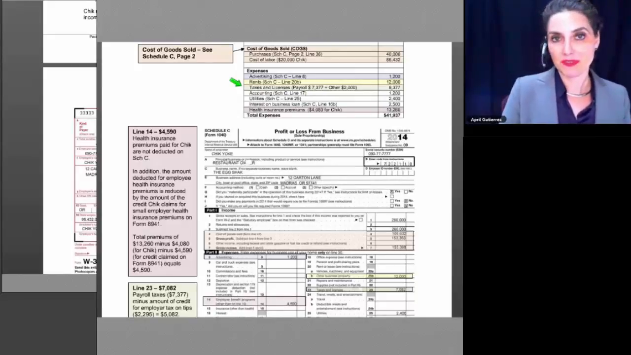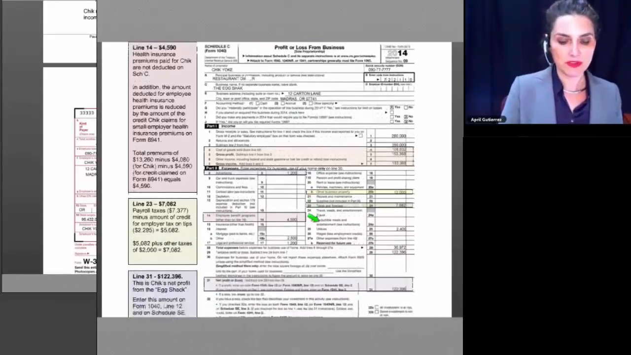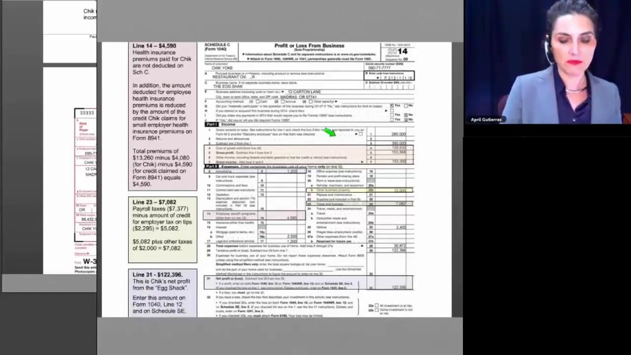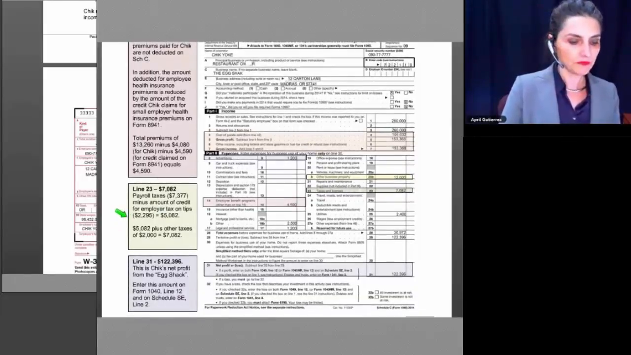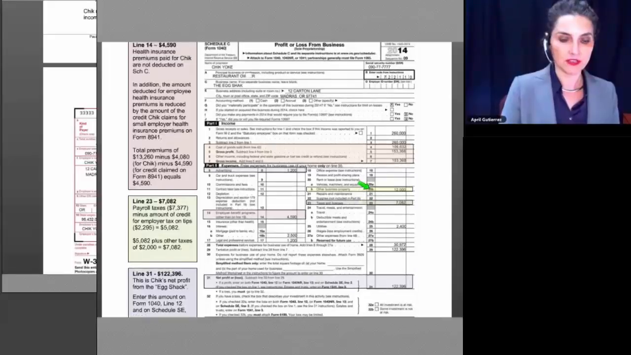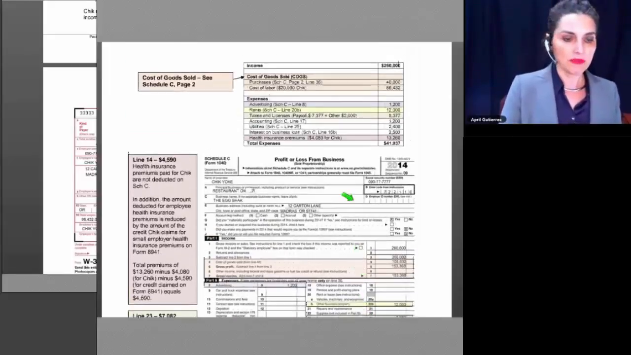So that means we obviously have to figure out what that credit is. Once we have figured out what that credit is, we subtract the credit amount from the expense and enter the total, $7,082. Incidentally, when I get to the point where I have figured the credit, it is $2,295, and $2,295 is then subtracted from the total of the payroll taxes, and then the net is $5,082. We add that to the other taxes that she paid, and we end up with $7,082 as the deduction entered on line 23.